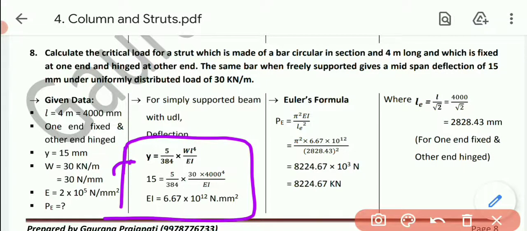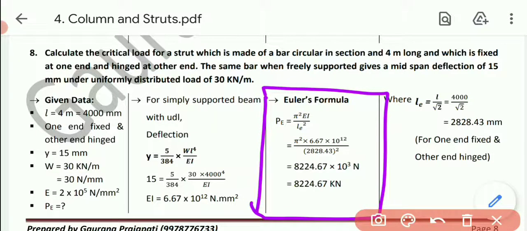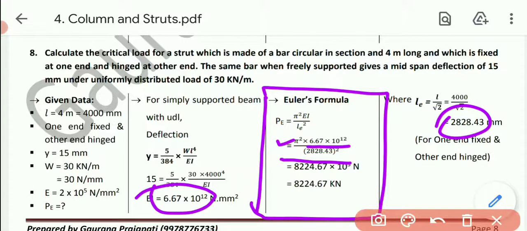Y equals 5 by 384 into WL raised to 4 by EI. Deflection is 15, 5 by 384 as it is, W that is 30, L 4000 raised to 4 upon EI. So from this formula I will get the value of EI, that is 6.67 into 10 raised to 12 Newton into mm square. Once I get the value of EI, let's put it into Euler's formula. So Euler's formula, P equals pi square EI upon LE square. Pi square is a constant, EI is this one, 6.67 into 10 raised to 12, upon LE, that is 2828.43 square.